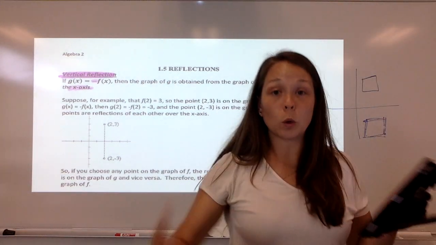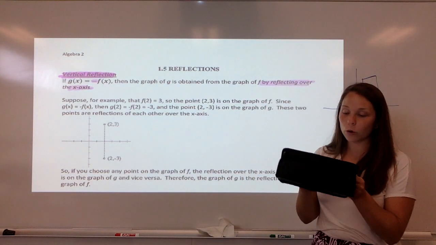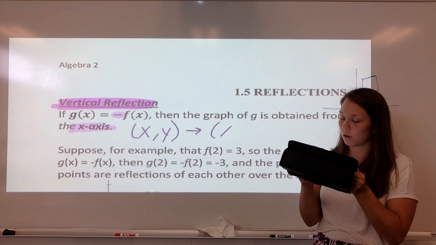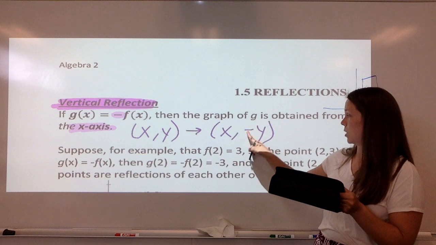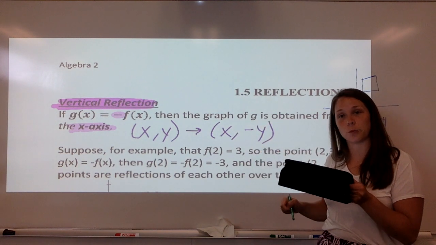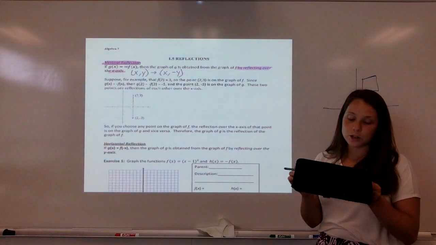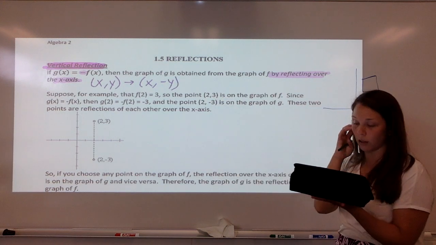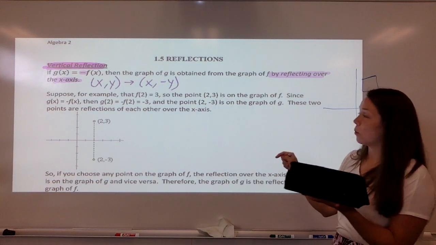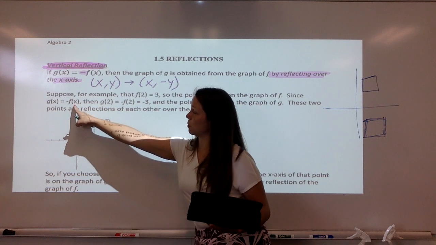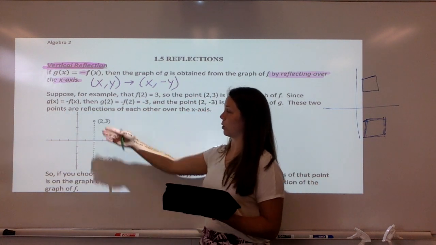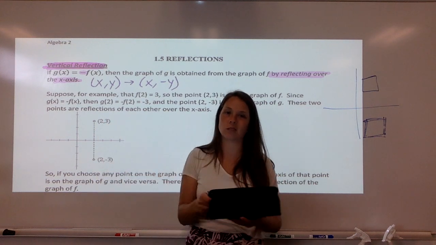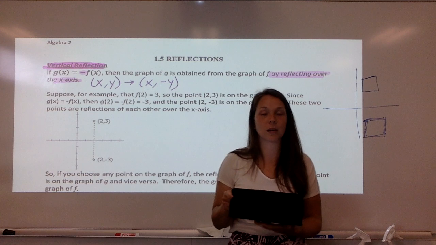We've been talking about rules in the past couple of lessons. The way the rule would look for a vertical reflection would be like this, where the negative is affecting the y value. Suppose, for example, that f of 2 equals 3, so the point (2, 3) is on the graph of f. Since we have this negative being multiplied by the f of x, that would mean we have a negative 3, so the reflection happens over the x-axis. So this is just another visual instead of the box example I gave you here, but it says the same thing.